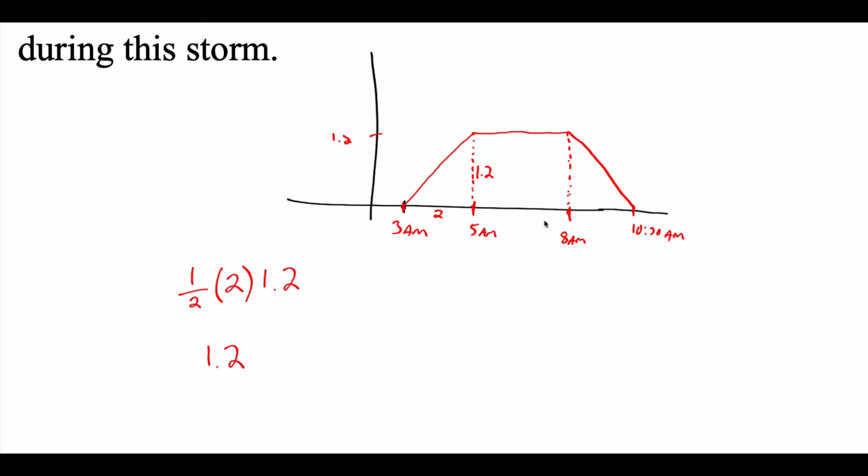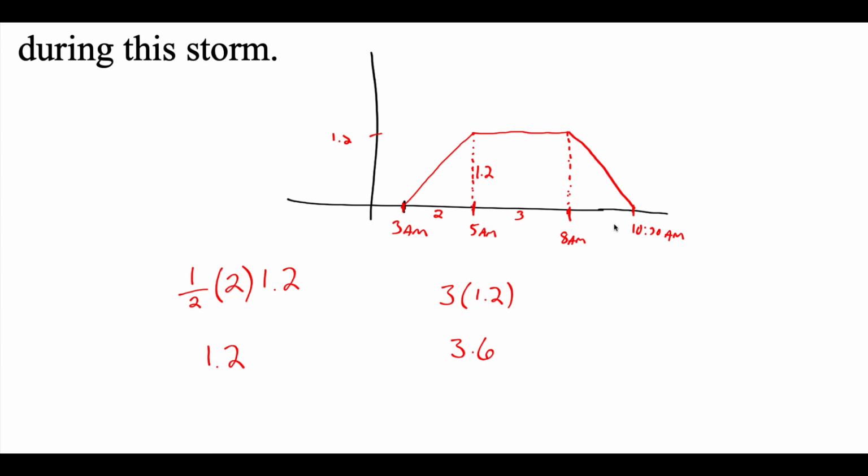Now, as we look at this rectangular piece in the middle, that horizontal length across the bottom would be 3, and again, vertically there we've got this 1.2. So to find the area of that rectangle, I would take 3 times 1.2, which is going to give me 3.6 for that middle chunk.